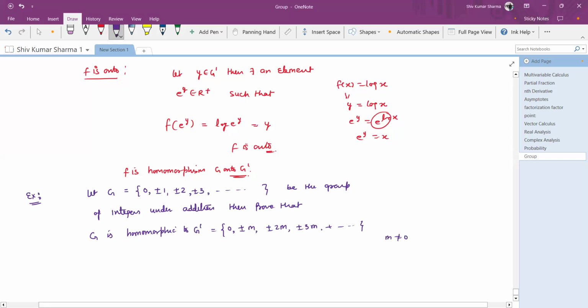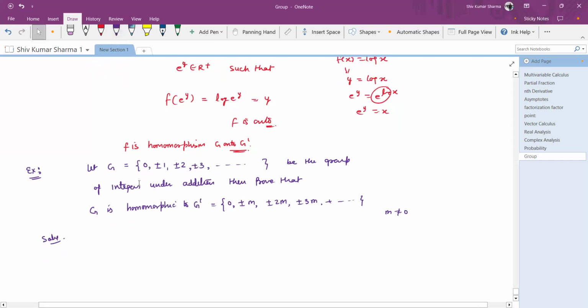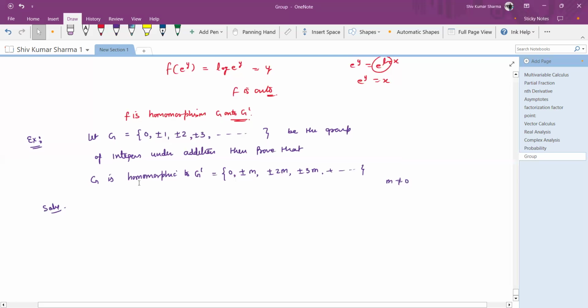So we see that as per the statement of the example, G is the group under addition and G dash is also a group under addition. So the function we define as f from G to G dash. Now, how can you find the function? This is clear that function f is defined from G to G dash, but what is the function for this?